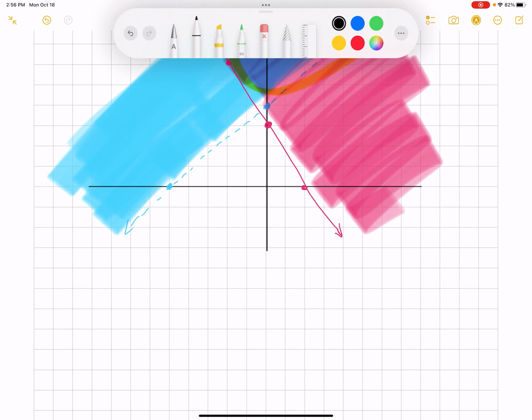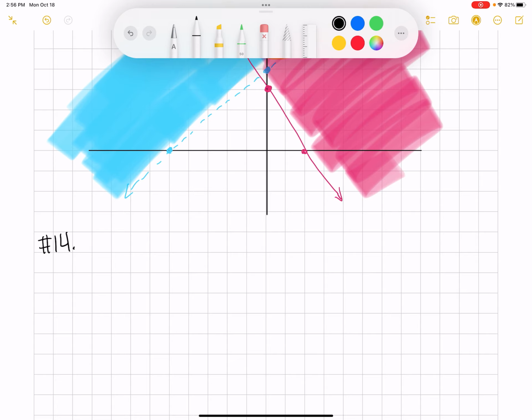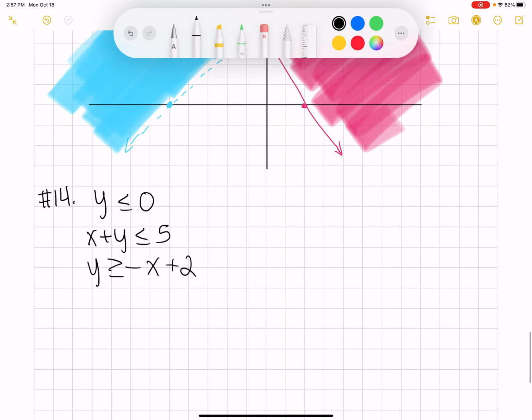All right, number 14. I am skipping, but I want to do a harder problem. y is less than or equal to 0. x plus y is less than or equal to 5. y is greater than or equal to negative x plus 2. What's different about this one than the other ones? It has 3 of them. The only one that's not in y equals mx plus b is the middle one, so I need to subtract x over for that one.